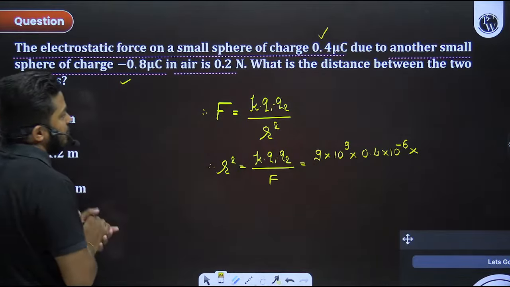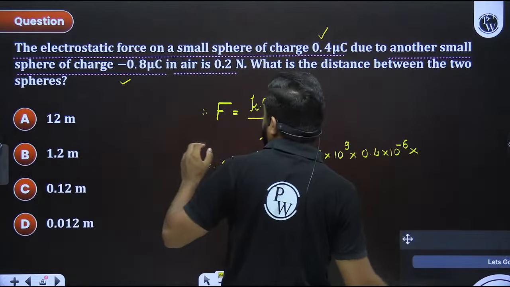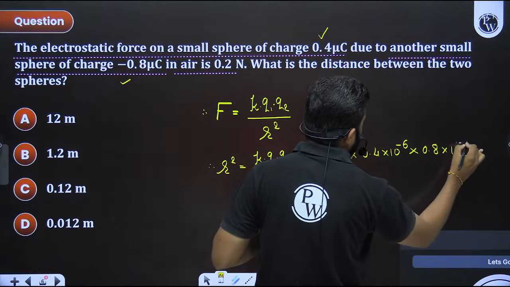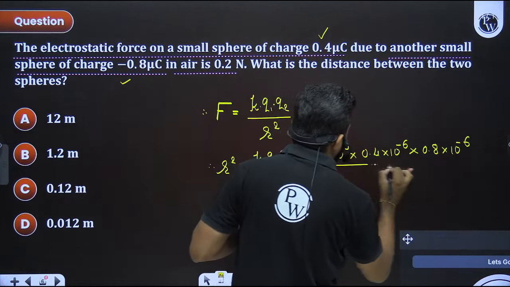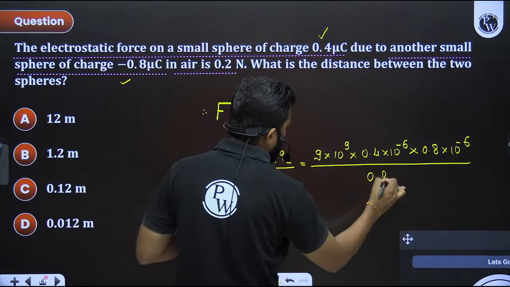We just have to find the value of the distance between the two charges. So just put down the value for that charge: 0.8 micro, so I can say 10 raised to minus 6, divided by the force between the two charges, given as 0.2 Newton. So let's begin the calculation.